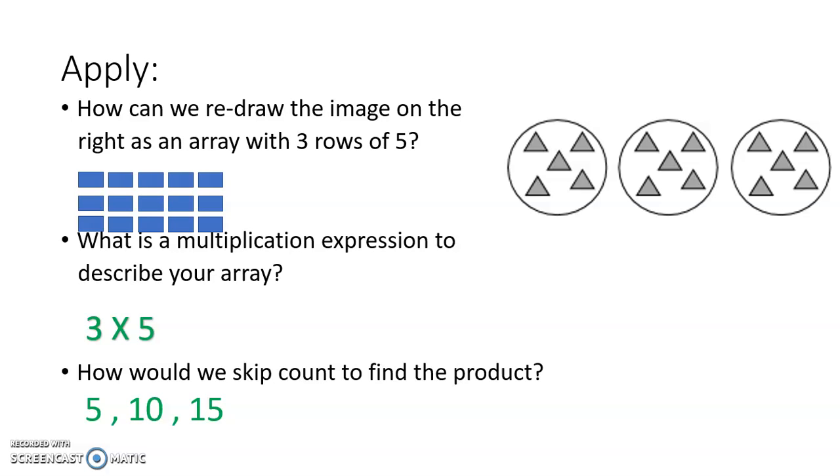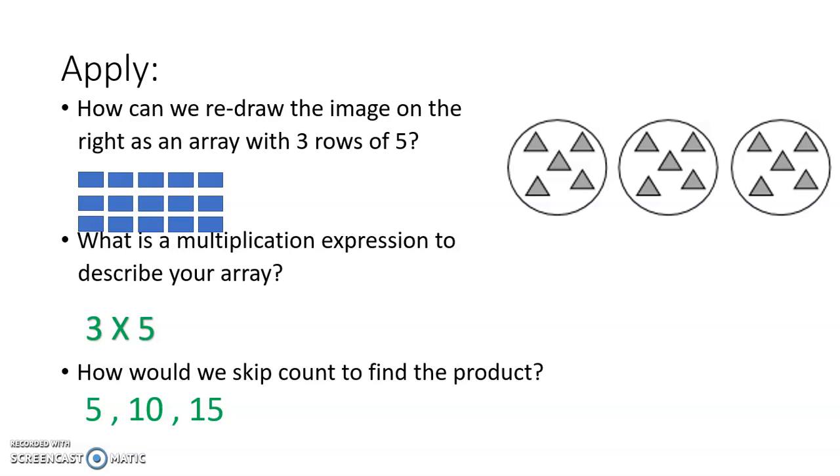Remember, an array is like a type of picture, not as fancy as the circles with the rectangles, the triangles, just plain old rectangles, squares, or circles and rows will do just fine. That's what we're looking for. Now, the last question I'm going to ask you is, how would we skip count to find the product?